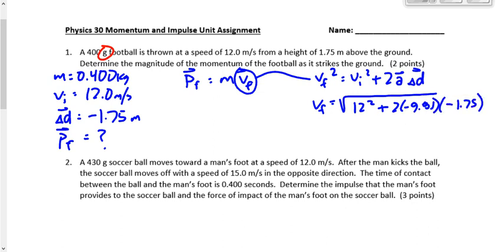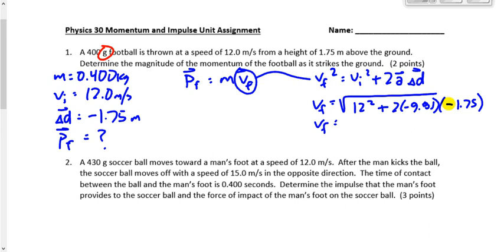Again, the most common mistake was doing exactly what we did here, except leaving that negative off. What difference does that make? If you say 12 squared plus all of this, it ends up being 144 plus a number. If you make it 2 times negative 9.81 times positive 1.75, then it ends up being 144 minus that number, which clearly gives you a different answer, right? So we're going to solve for Vf here, after I get rid of that highlighter.